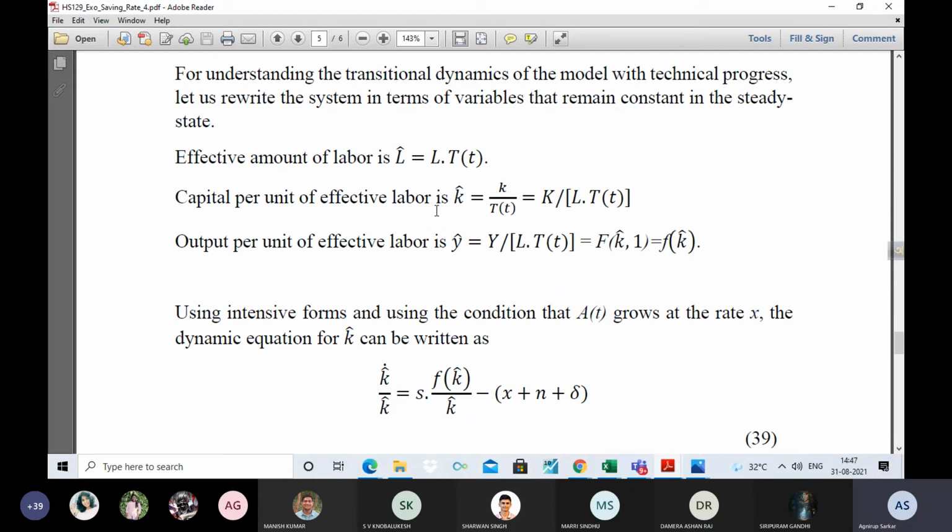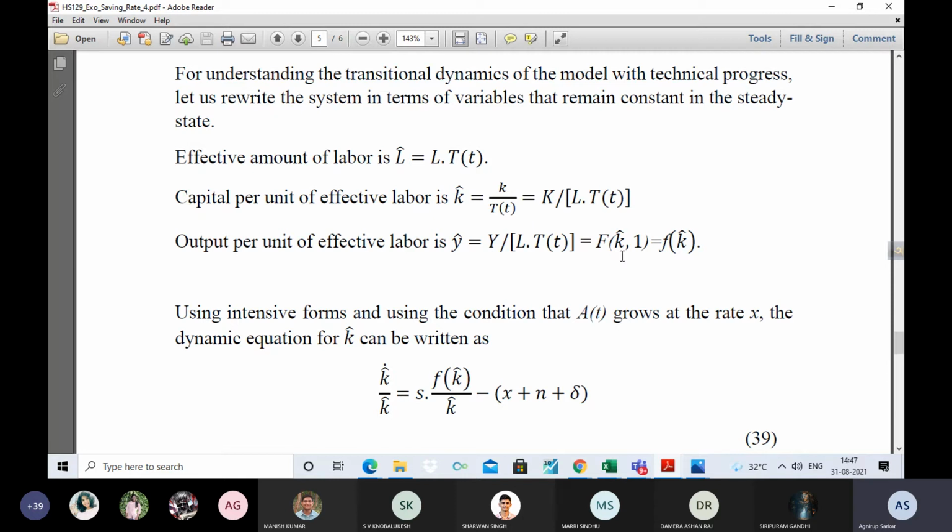Okay, so capital per unit of effective labor is denoted by K hat. This is just a convention. Output per unit of effective labor is denoted by Y hat, and it's very intuitive. This definition of output per unit of effective labor follows the same principle as capital per unit of effective labor. So Y hat is equal to capital Y divided by L times T.